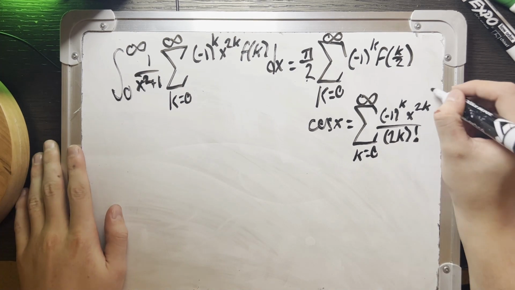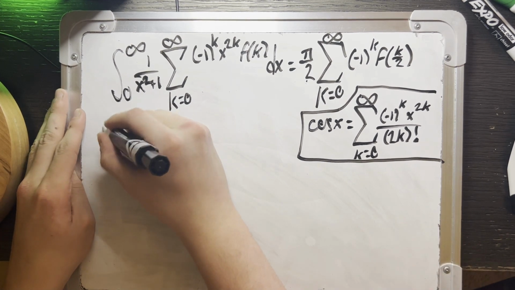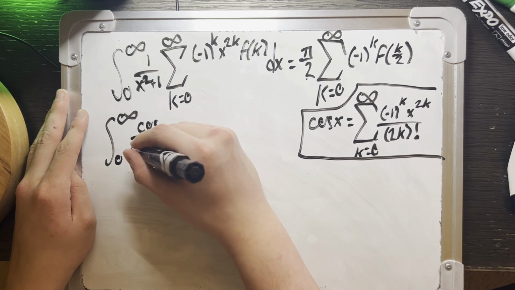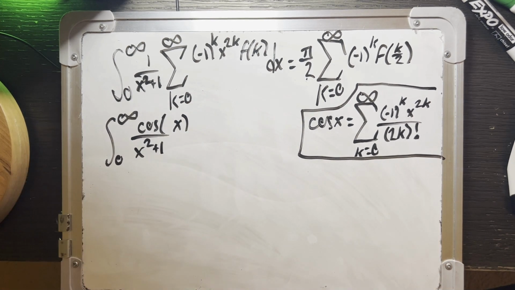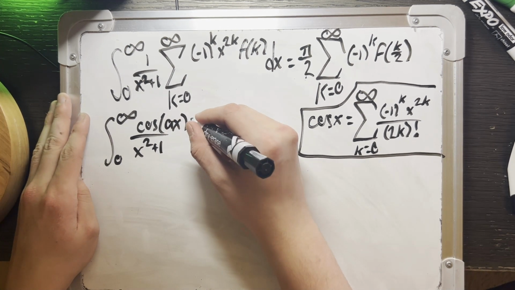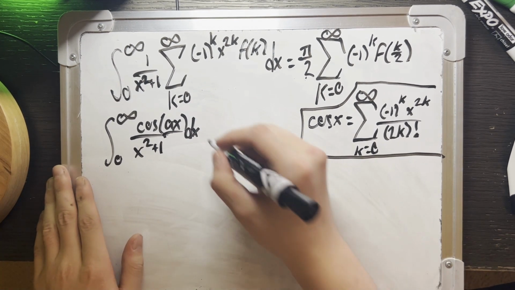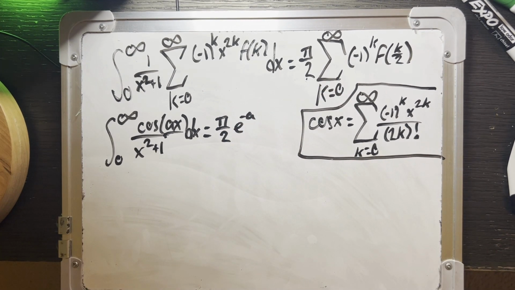So remember this. Now we're going to need a constant. Let's form an integral real quick: the integral from 0 to infinity of cosine of ax divided by x squared plus 1. We're going to need a constant to convert into big E later on, so we're going to let that equal a. It's going to be our constant. And this is actually going to be equal to pi over 2 times e to the minus a. That can be derived using complex analysis and some other techniques.